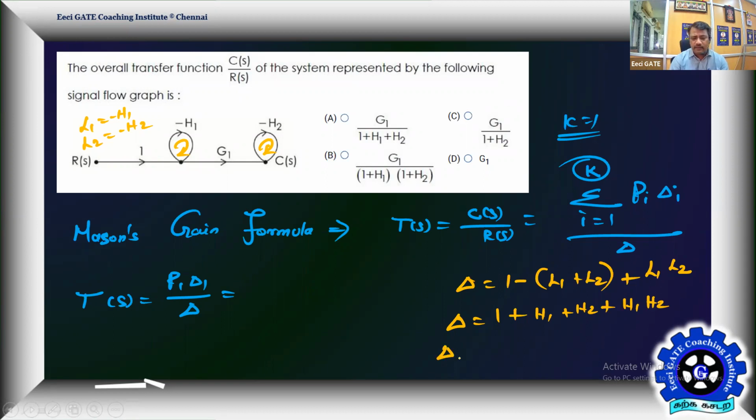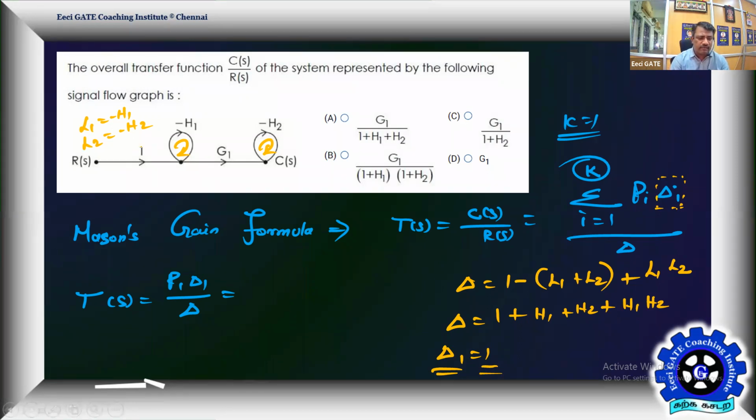Delta 1 is equal to 1 because there is only one forward path and it covers all the loops in the given SFG. Delta i refers to the part of the SFG which is not covered by the corresponding forward path. Since the only forward path available here covers all the loops, delta 1 is equal to 1. Delta is known.